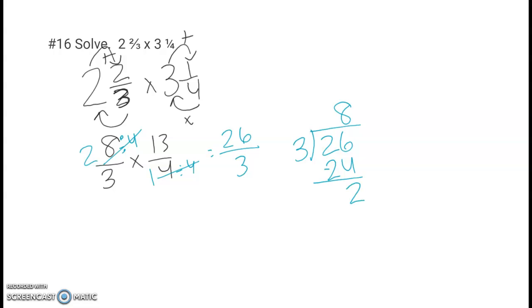Subtract, I have 2. We don't do remainders here, and we're not doing decimals, so I'm going to take that and turn it into a fraction. The remainder, 2, is my numerator. My denominator is still a 3, and I have 8 and 2/3.